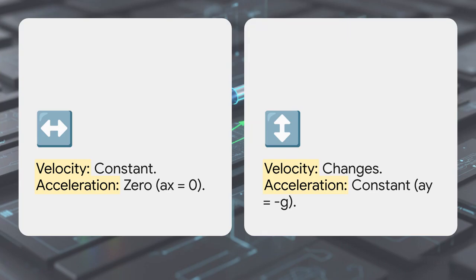Horizontally, along the x-axis, there are no forces acting on our projectile, right? So its horizontal speed never, ever changes. It's constant. But vertically, along the y-axis, gravity is always pulling it down. This gives it a constant downward acceleration, which we call negative g.